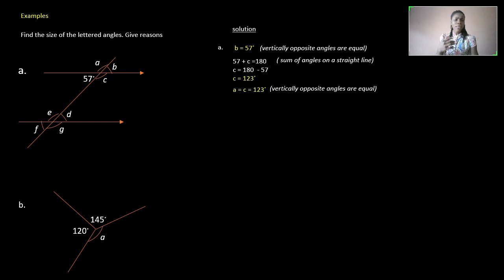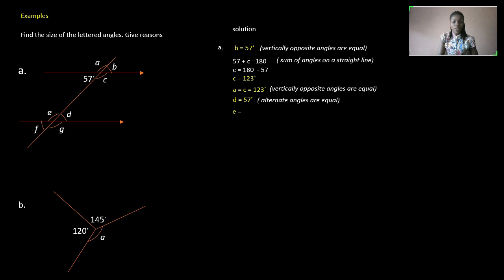So the lettered angles remaining for us to find are angles D, E, F, and G. So we are going to take them one after the other. So we have our angle D is equal to 57, alternate angles. If you watch, we're able to find a zigzag to form a Z here, and since we are forming Z here, angle D is automatically equal to angle 57. Our reason is alternate angles are equal.